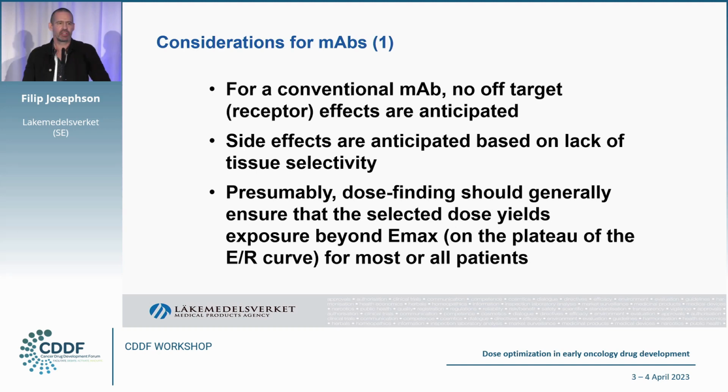Monoclonal antibodies are a little bit of a different scenario, at least in my mind. For a conventional monoclonal antibody, not toxin-linked and not a T-cell engager, no off-target effects would be anticipated. Side effects would be anticipated because the effects are not limited to the tumor. Presumably, dose finding should generally, in these cases, ensure that the selected dose yields exposure beyond Emax, on the plateau of the exposure-response curve, for most or all patients.